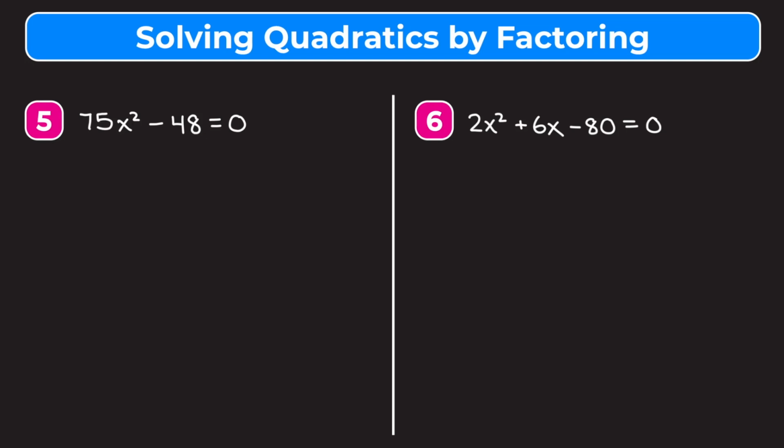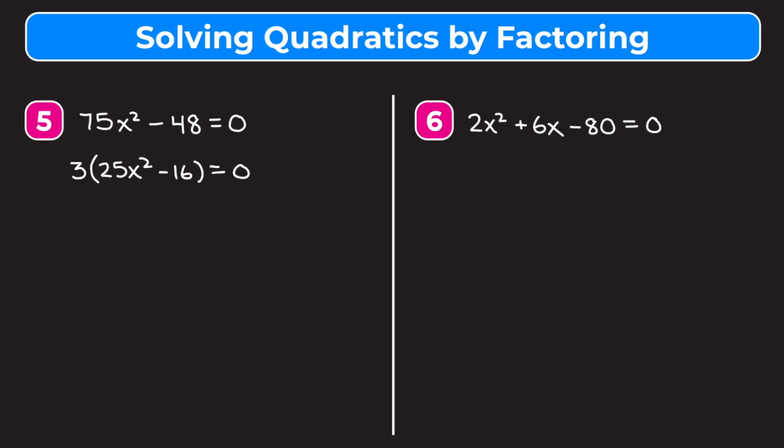And you may be thinking that we have the difference of two squares, but we don't quite have the difference of two squares right now, because 75 does not have a nice square root, and neither does positive 48. So what we want to do is see if we can factor out any common factor between 75x squared and negative 48. And if you think about it, we can pull out a 3. So we're going to take a 3 out. 75x squared divided by 3 is going to leave us with 25x squared. And negative 48 divided by 3 is going to leave us with negative 16.